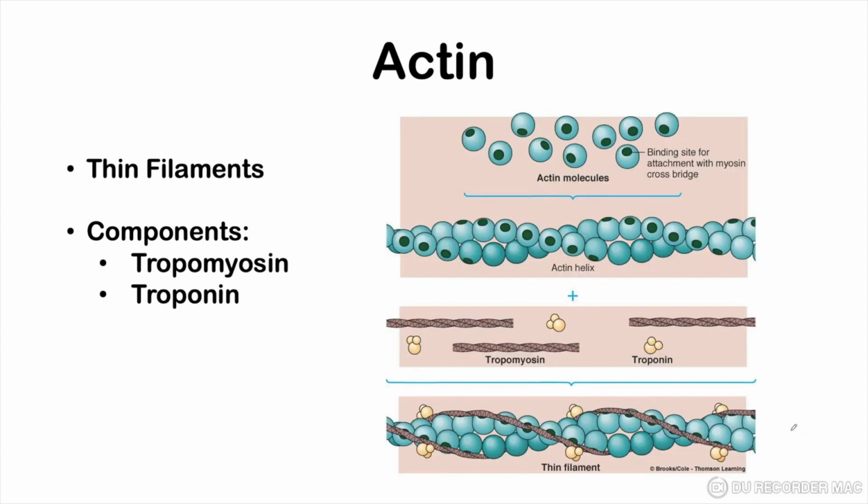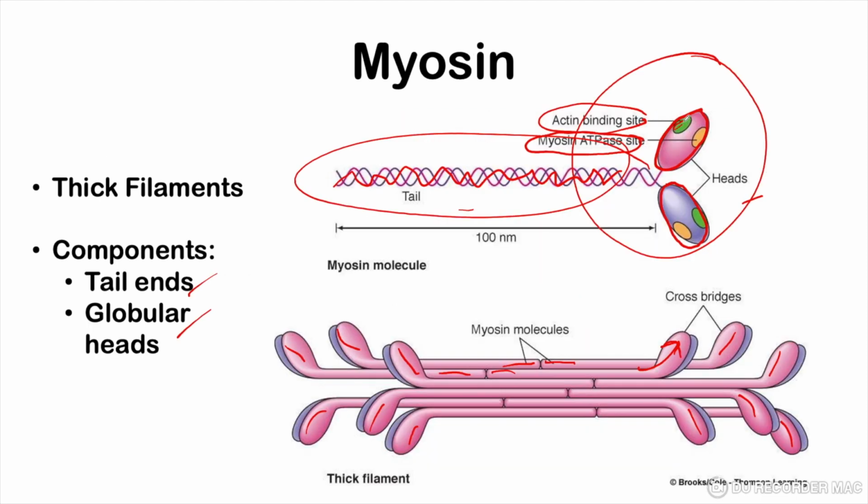The next contractile protein that we'll talk about is actin. Again, the primary structural component of the thin filament is your actin. Your actin, of course, is made up of actin molecules. These actin molecules right here are spherical in shape. And as you can see here, you have what we call the binding site for attachment of your myosin. That's why last time we have that green portion, the actin binding site.